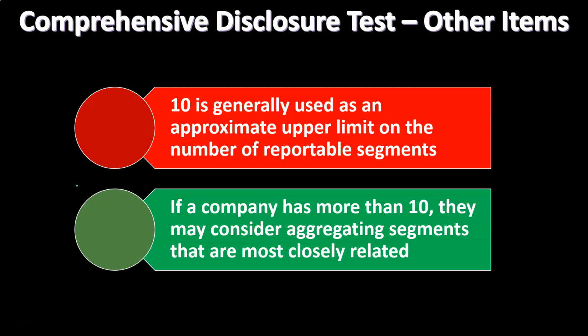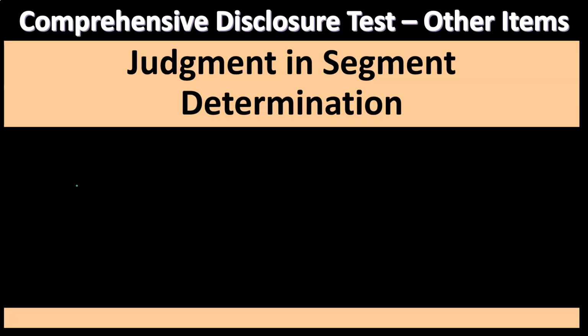If a company has more than 10, they may consider aggregating segments that are most closely related. So if it goes past 10, you're going to say, okay, maybe this more detailed information is not providing more useful information, but it's just muddying the water with too much information. Maybe we can take the segments that are related to each other and combine or aggregate those segments together.